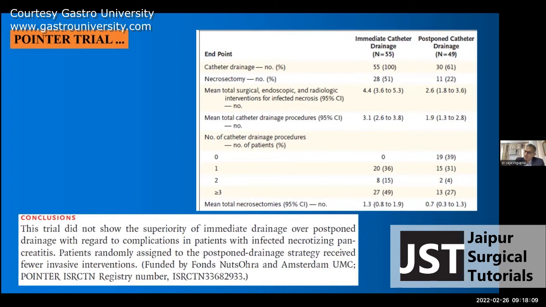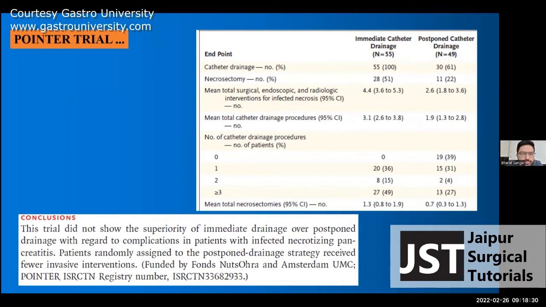Yes, sir. So if you are comparing a similar group where you can postpone, the results will be better with postponement in terms of a lesser number of interventions, lesser number of procedures. Actually, that's what the study showed, that whenever possible to delay the procedure, it will be beneficial. Bharat, sir is saying something.